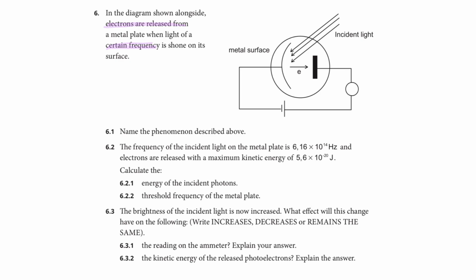So the first thing I know is they're always going to shine the light on the cathode, which is negative, and those electrons are going to move towards the anode, which is the positive side. This light that comes in has a frequency of some certain value. Alright, let's look at the first question.